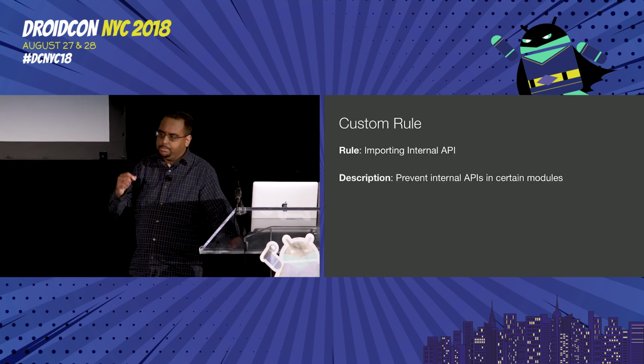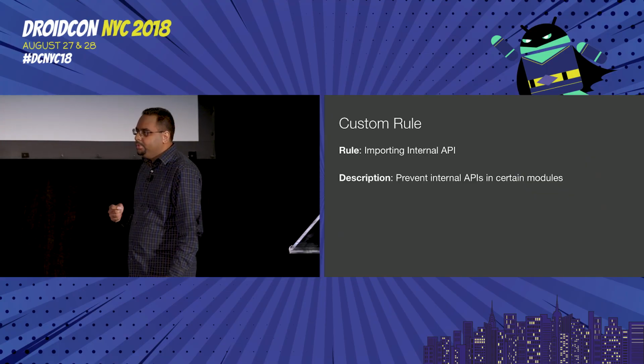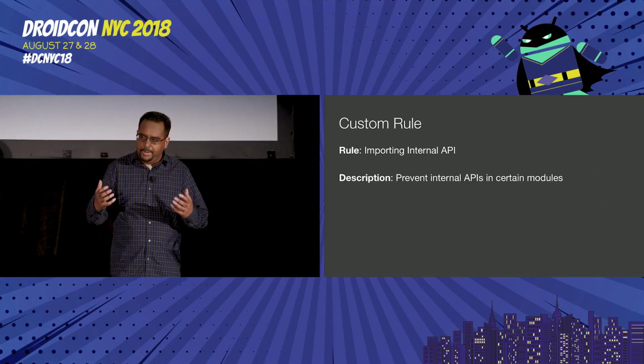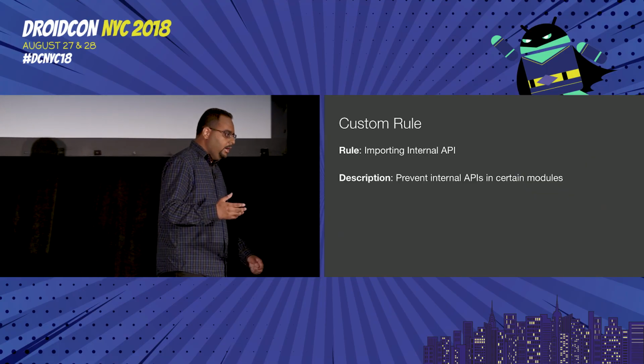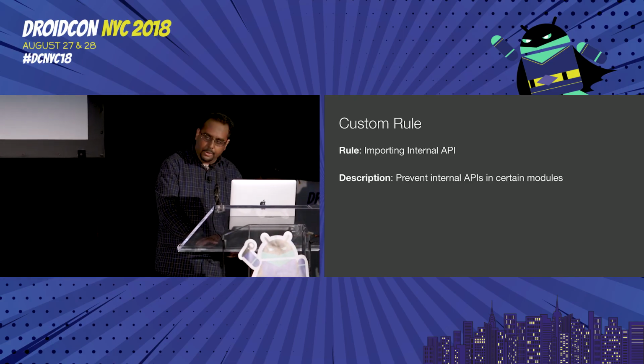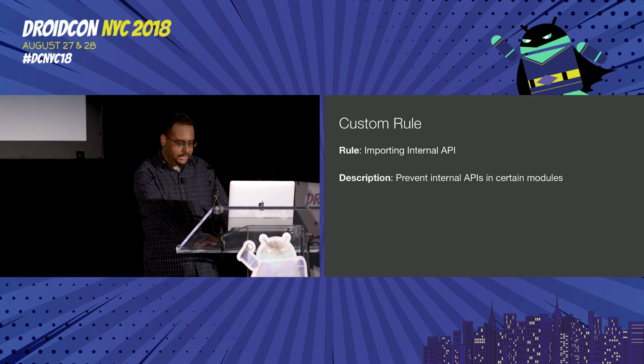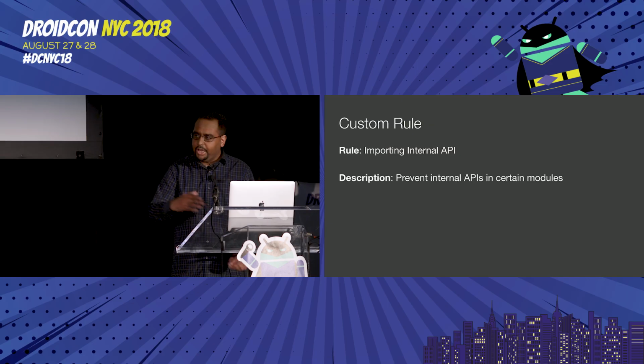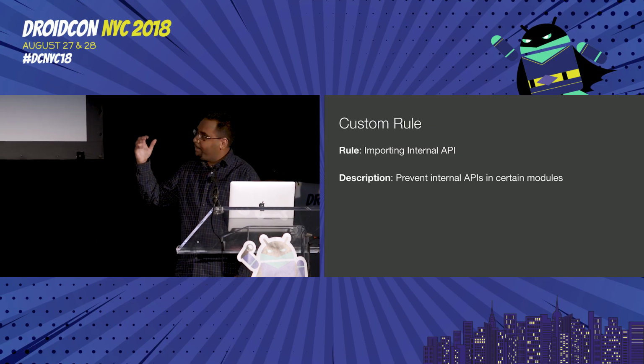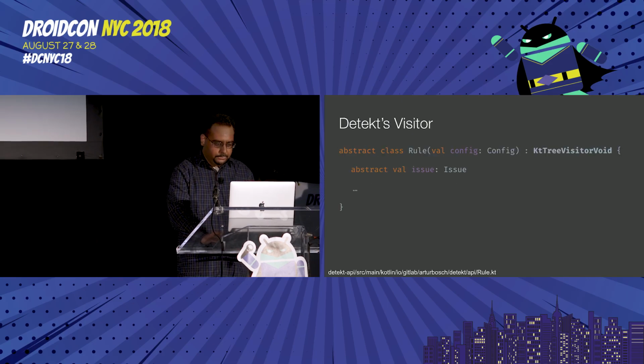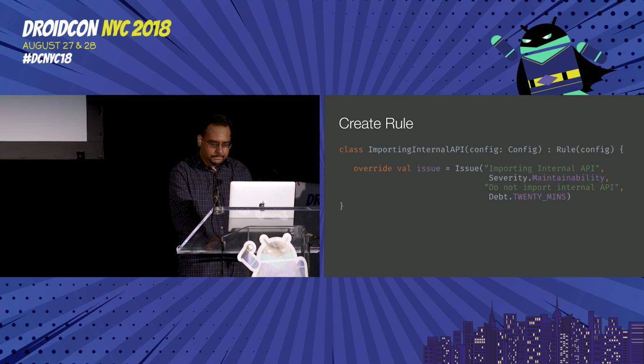So the custom rule, suppose I want to write a custom rule to prevent people from using an internal API, an internal package, which is a simple example, right? And I want to give a shout out to the maintainer who proposed this rule. So, Detekt internally has this class called Rule that you're going to inherit from.